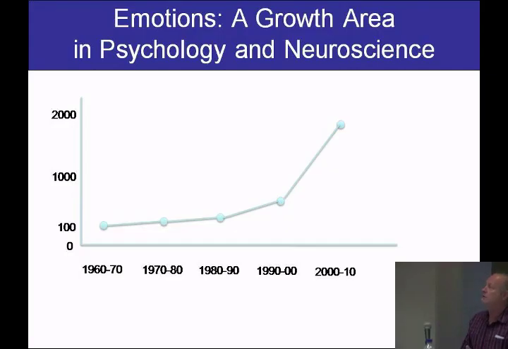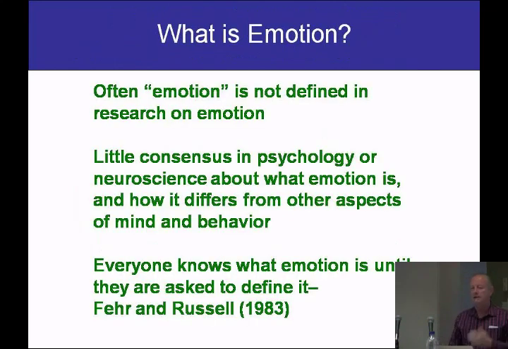So let's go through some of this. Emotion has become a very popular topic in neuroscience and psychology. This is just a standard thing you'll see where you go into the literature and see how many hits you get in different decades, and it's really jumped up in the last decade. But as I said earlier, what people mean by emotion is often not described in these papers. In fact, there's little consensus in psychology or neuroscience about what emotion is and how it differs from other aspects of mind and behavior.